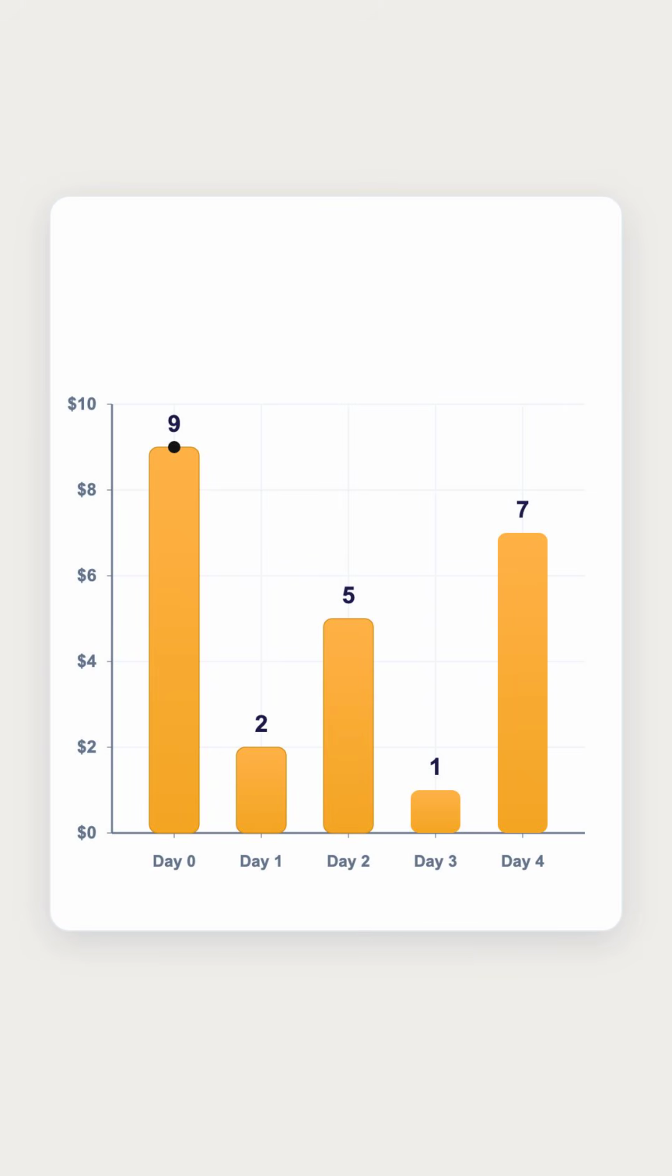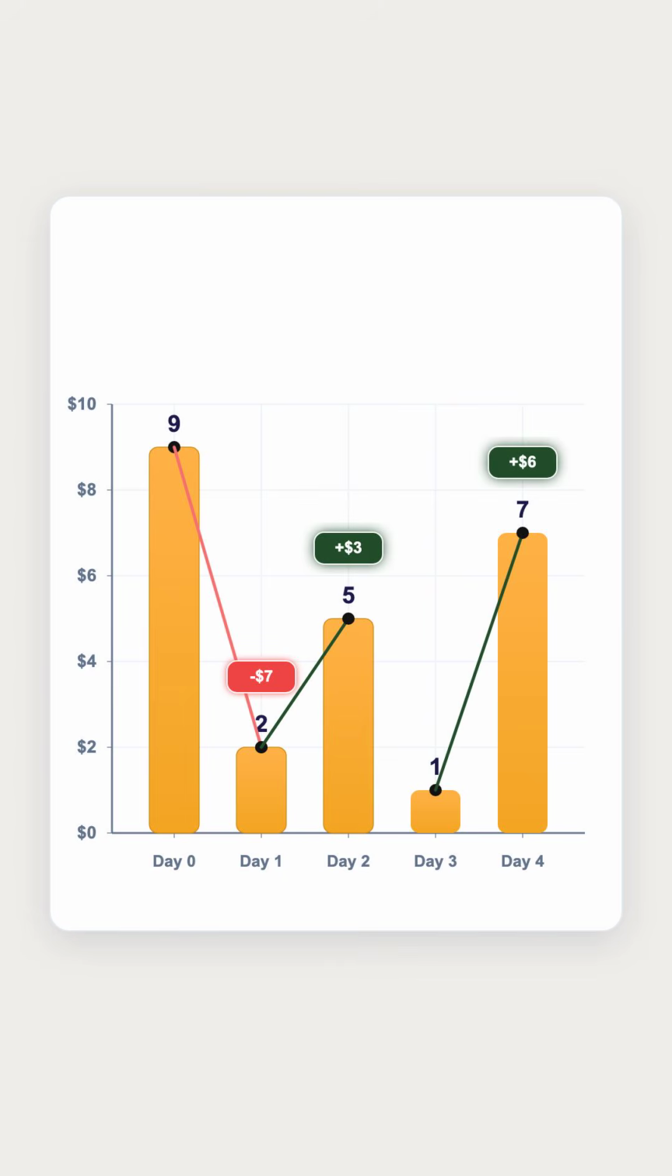But buying at $9 is not great because later the price drops to 2. Now, if we buy at 2 and then sell at 5, that gives us a profit of 3. But further along on day 3, if we buy at 1 and sell it at 7 on day 4, that gives us a maximum profit of 6, which is our answer.